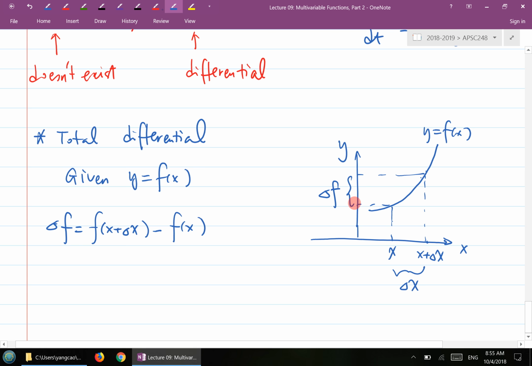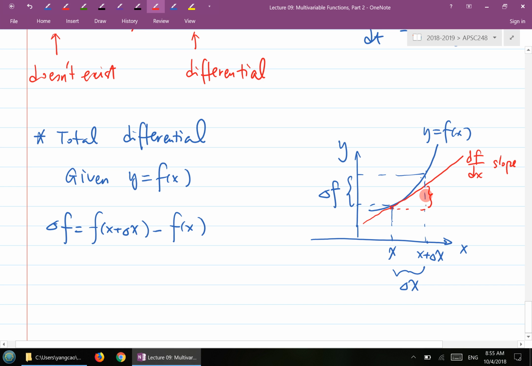In first year you learned one way to approximate: let's draw a tangent line here, which is essentially a line with a slope of df over dx. That's the slope. Draw a tangent line. Now, if I don't want the accurate function change, then I could use an approximation. So use this portion as the approximated function change, delta f.